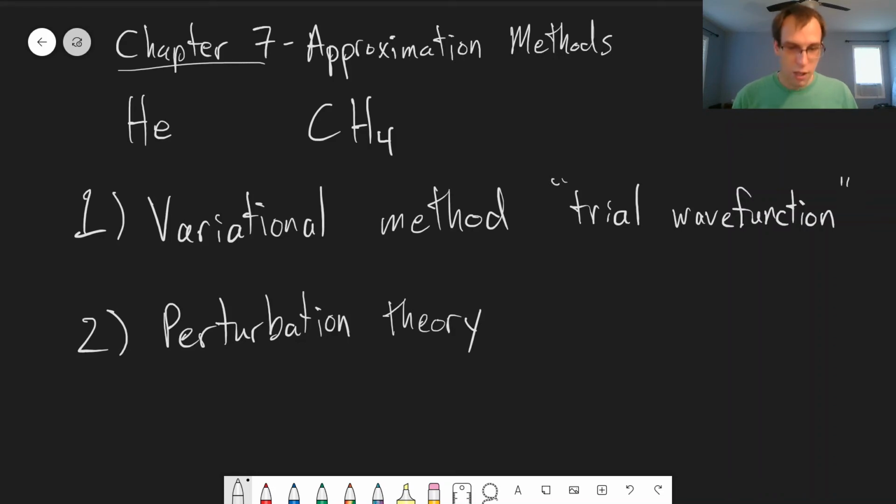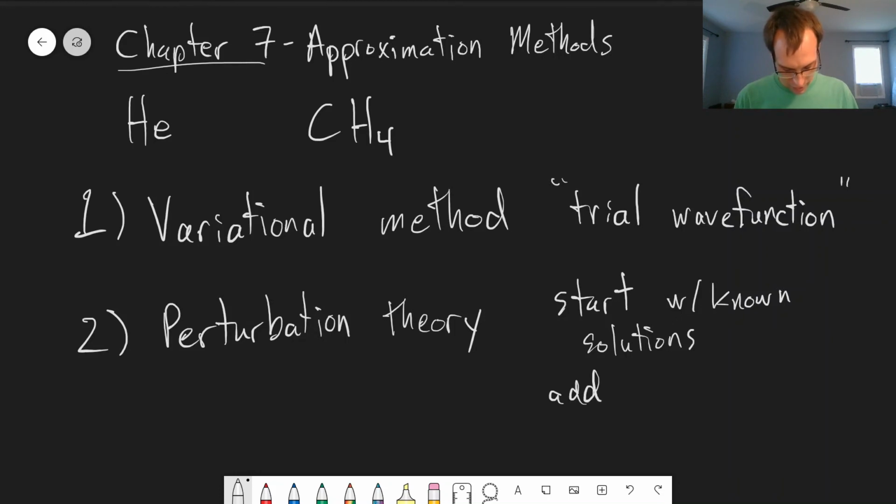In perturbation theory, we start from a known system, something that we know the solution to. So something like the hydrogen atom or rigid rotator or the harmonic oscillator. Start with known solutions, and we treat what we can't accurately model as a change, what we call a perturbation, that we add to that known solution. And then perturbation theory gives us a way of finding wave functions and energies and things like that from adding this perturbation on. So in the next video, we'll start looking at the variational method.